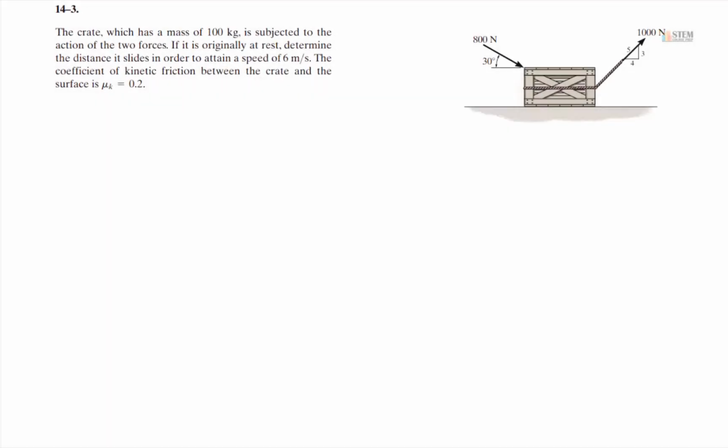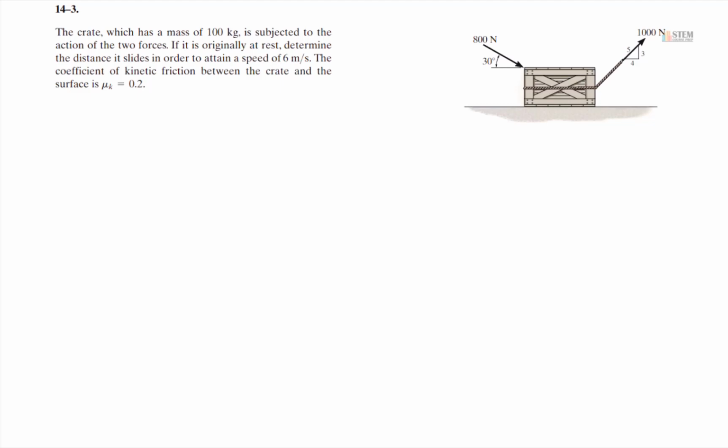This is just going to be a basic work energy problem just to get us started. So this is 14-3 out of the Hibbeler textbook. I think it's the 15th edition. And it says that the crate, which has a mass of 100 kilograms, is subjected to the action of the two forces. If it's originally at rest, we want to find the distance it slides in order to attain a speed of 6 meters per second. The coefficient of kinetic friction between the crate and the surface is 0.2.